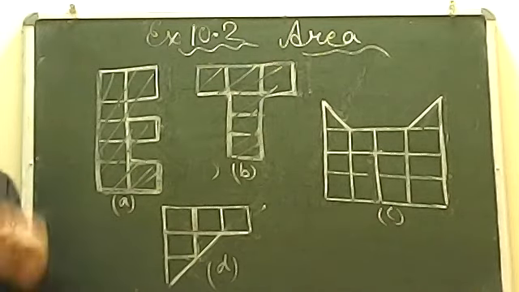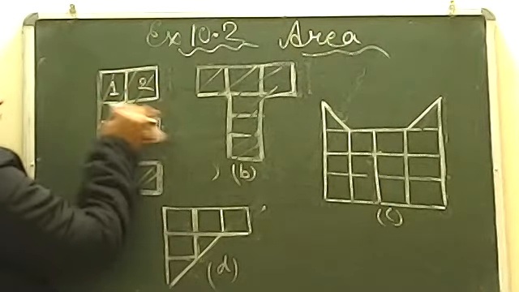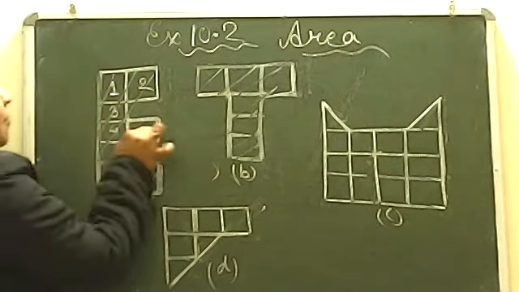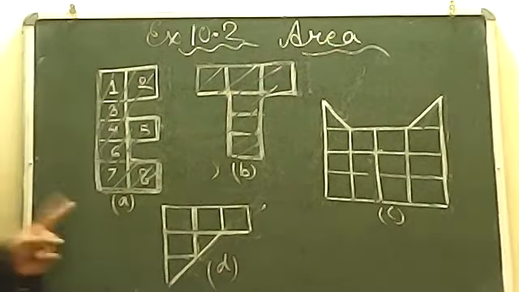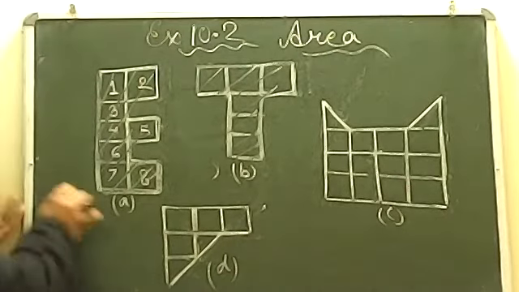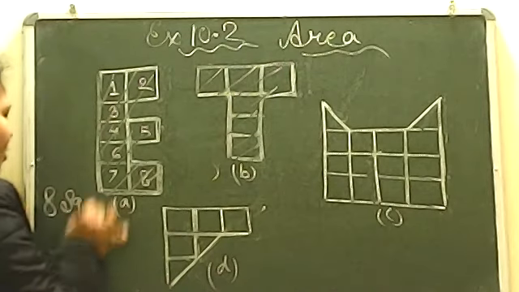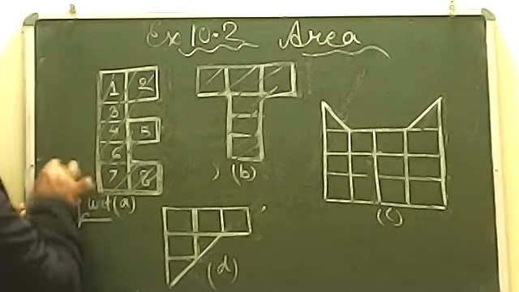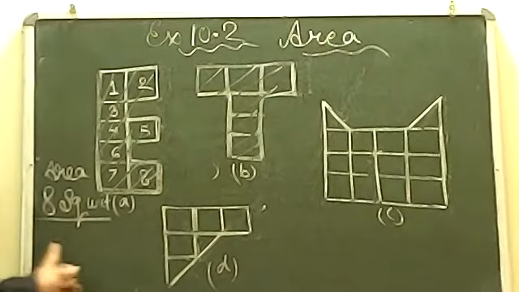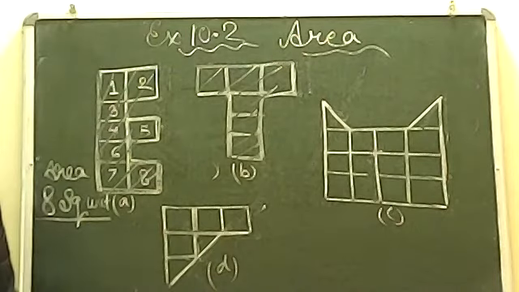Okay, let's start from the first one. You also do it along with me. 1 square, 2 square, 3 square, 4 square, 5 square, 6 square, 7 square, 8 square. It means in my first figure I have a total of 8 squares. So I will write it down: the answer, area is equal to 8 square units. This is the first answer. You also write it down by counting your figure which you have made. If you have more squares, you can write more squares.